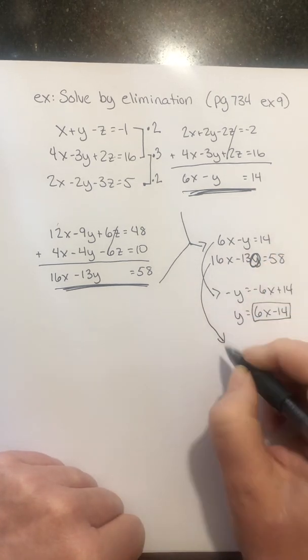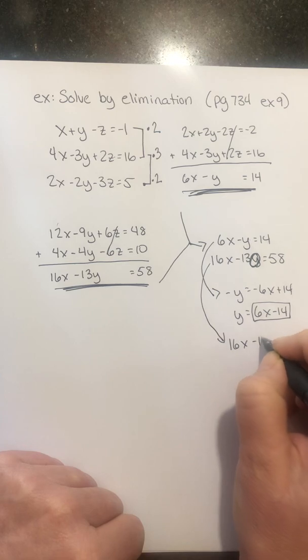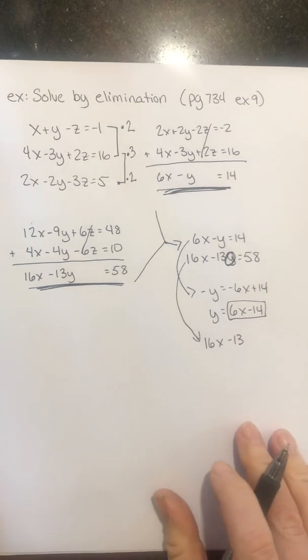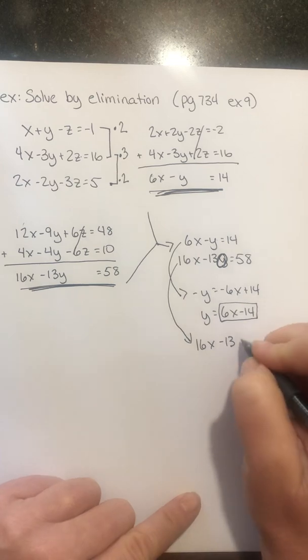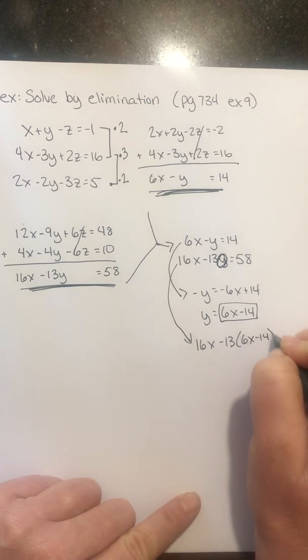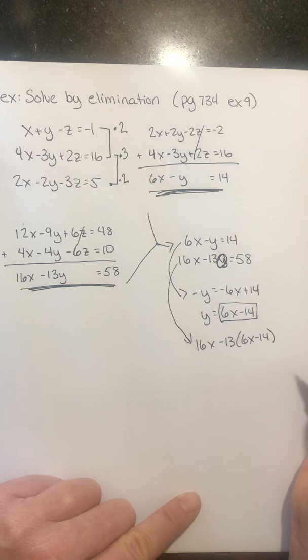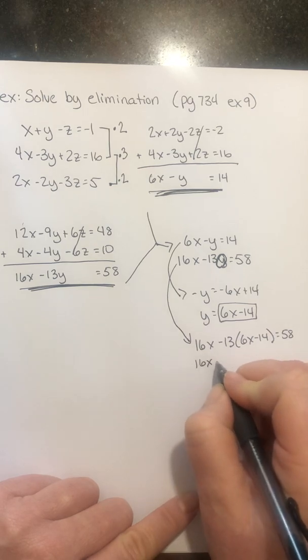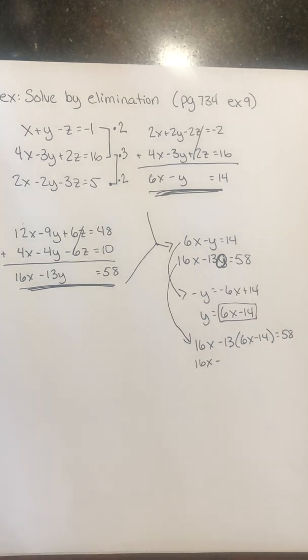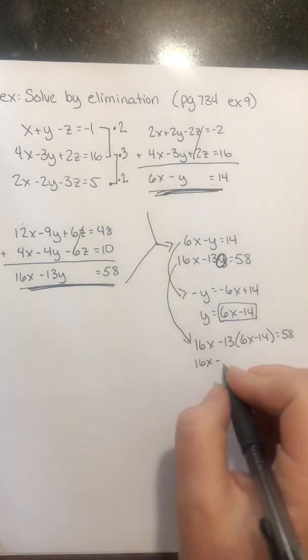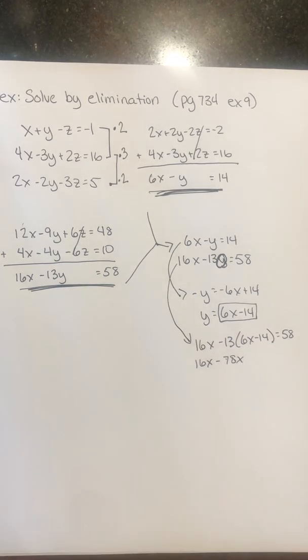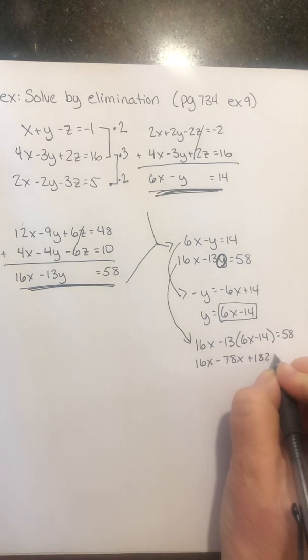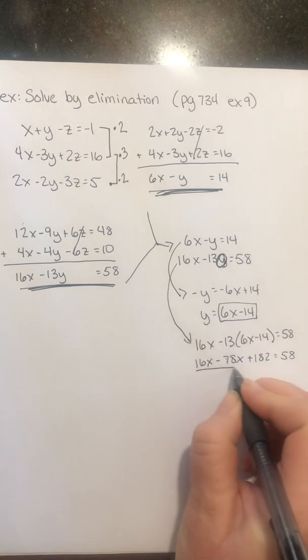So when I do that, I get 16x minus 13 times, I want to make sure you can see it here, 13 times 6x minus 14 equals 58. So now I'll distribute the negative 13. So 16x, negative 13 times 6 is negative 78. Negative 13 times negative 14 is positive 182 equals 58.